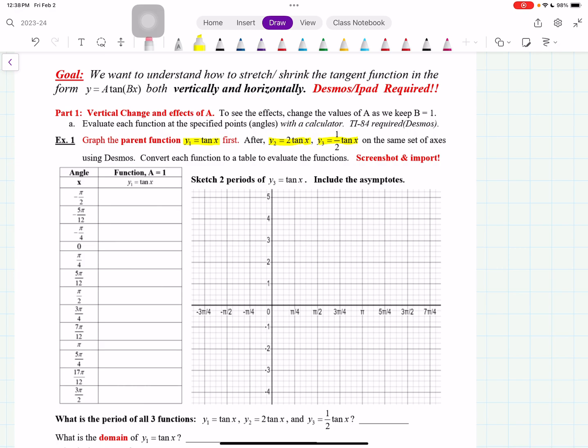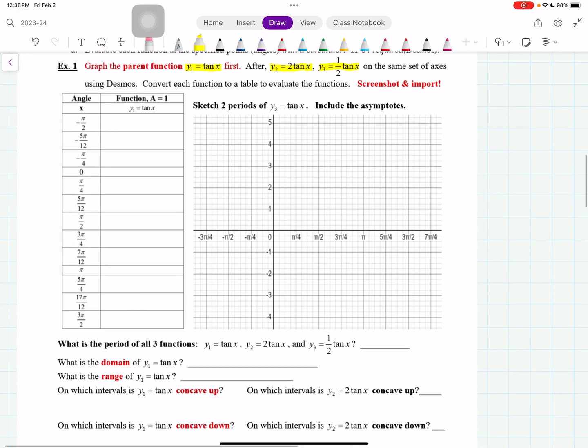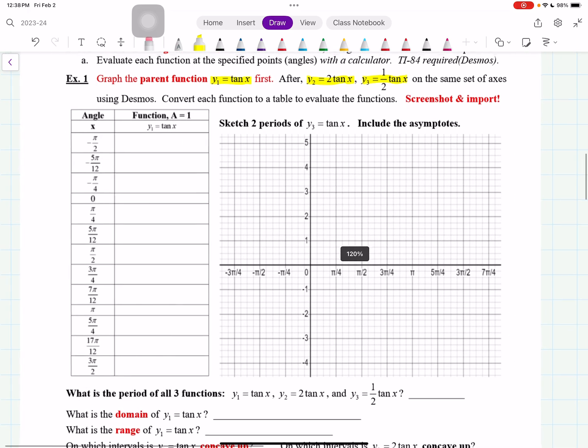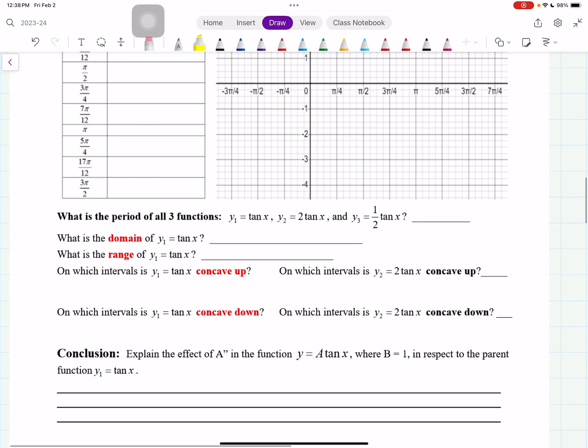All right, what's the period of tangent? Does it have a max? Does it have a min? Or does it behave totally differently than the sine and cosine functions that we studied earlier? And then what are the answers to all these questions down here below?